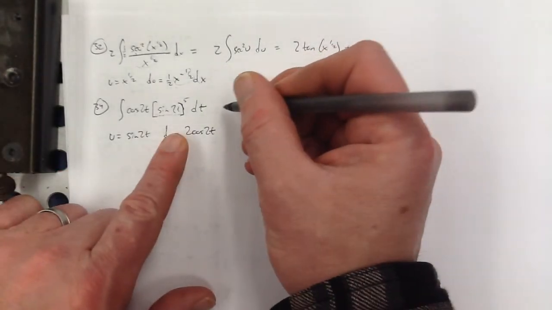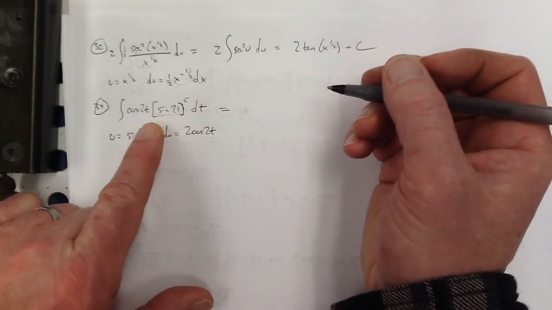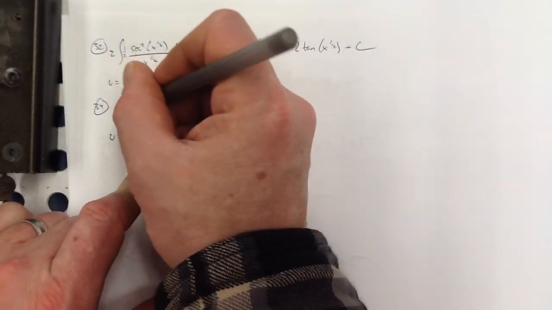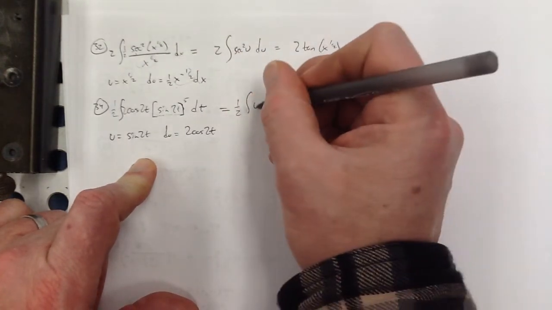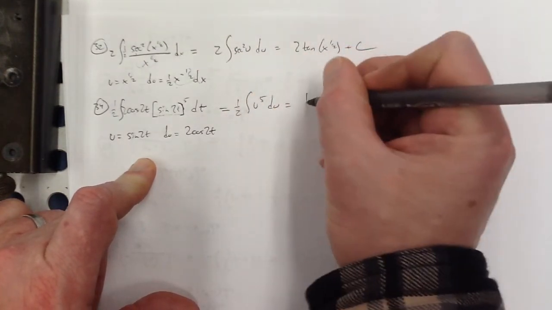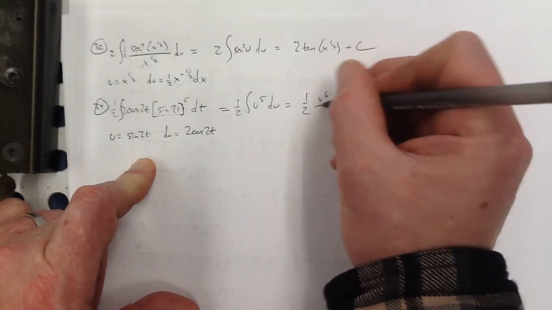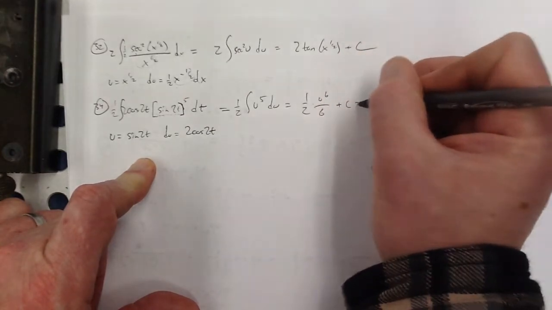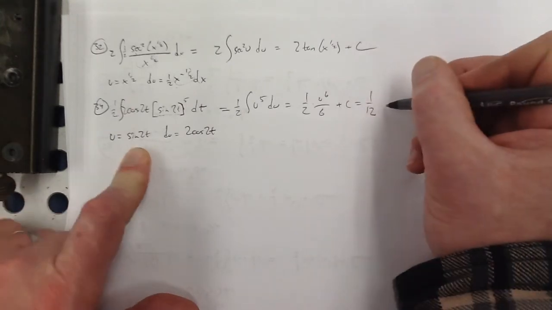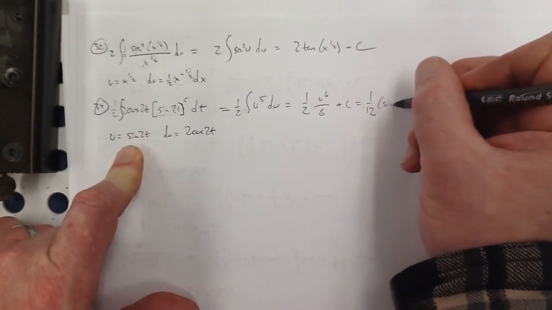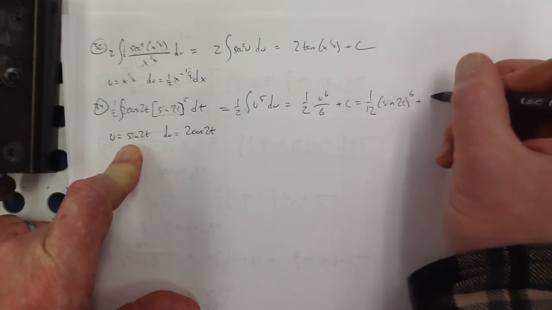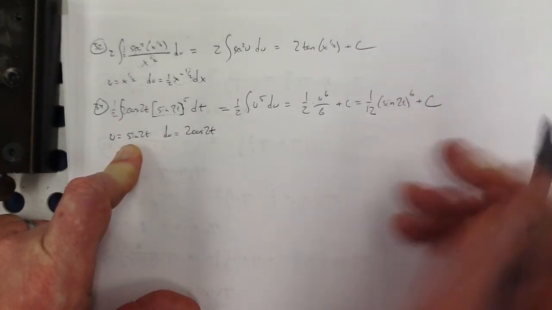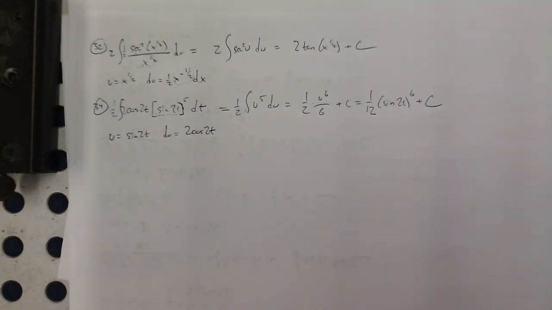And that means this turns into, let's see, I need a 2 there, so I'll need a 1/2 out here. 1/2 u to the 5th du. You could write that as sine to the 6th 2t plus c, if that makes you happy.